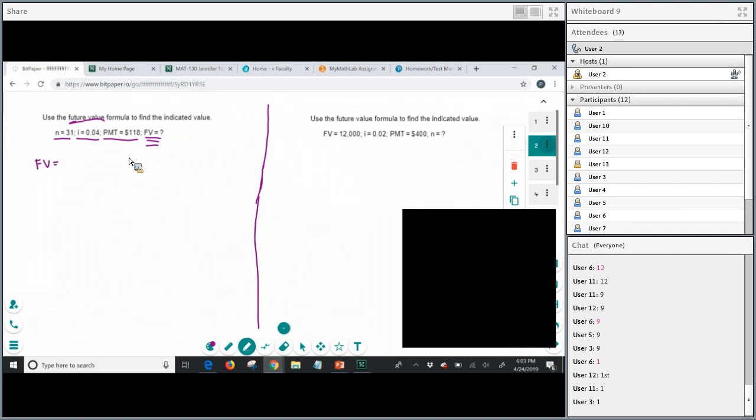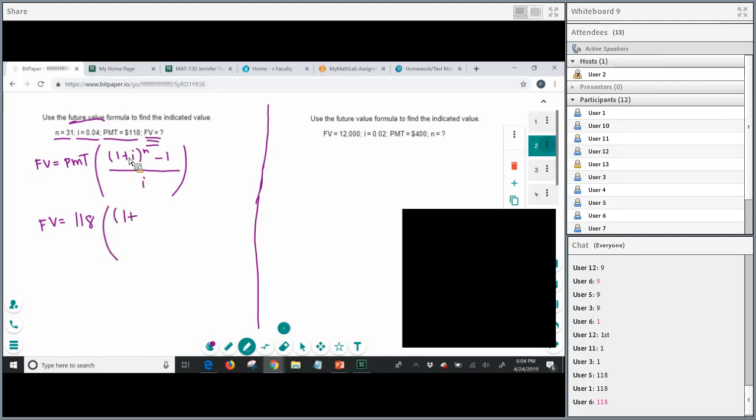Okay, let me go ahead and write it here so we can all see it at the same time. So future value is equal to the payment times 1 plus I to the nth power minus 1 all over I. Okay? All right, so now let's start plugging in what we were given into all the appropriate places. So what was the PMT? What's the payment? Yes, the payment is 118, right? They gave it to us directly.